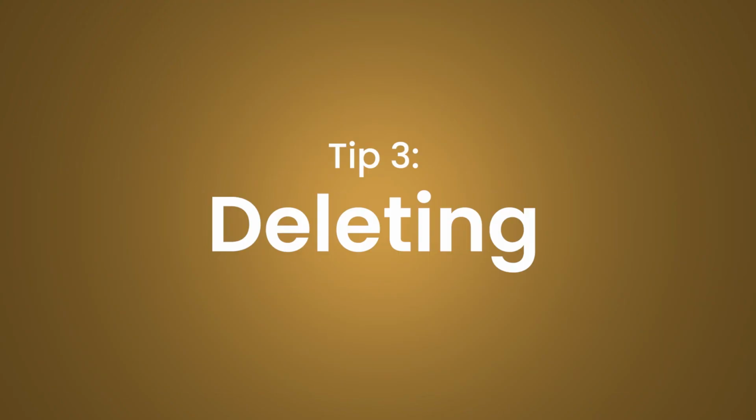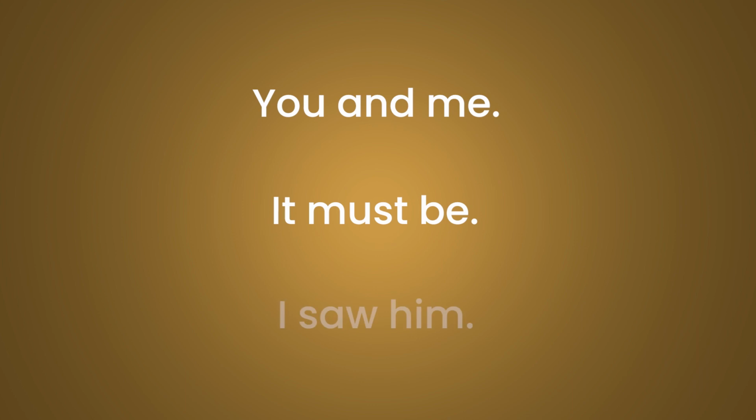Okay, let's take a look at rule number 3, how we delete sounds. Tip 3, deleting. So there are 3 sounds in English that we often delete when speaking. Let's take a look at them. Look at these 3 sounds, t, d, and h. Now look at these 3 sentences. You and me. It must be. I saw him. We rarely, if ever, say the t, d, or h sound when speaking naturally.